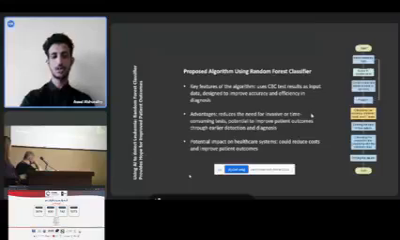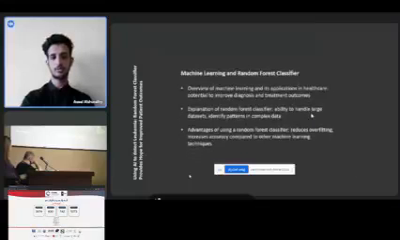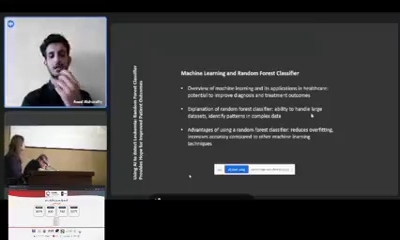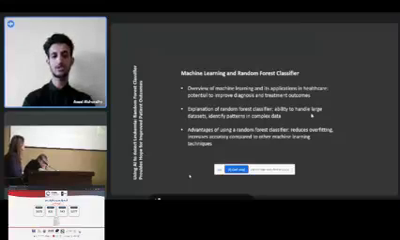Machine learning and the random forest classifier are new in this field and better than other algorithms because the random forest classifier has the ability to handle large data sets and identify patterns in complex data. The advantages of using the random forest classifier are that it reduces overfitting and increases accuracy compared to other machine learning techniques that we tried to use in previous research.